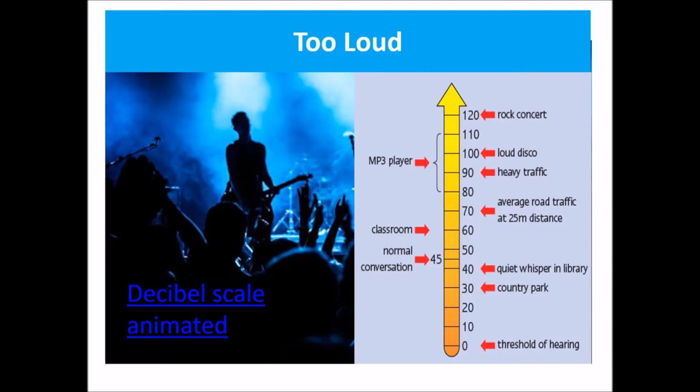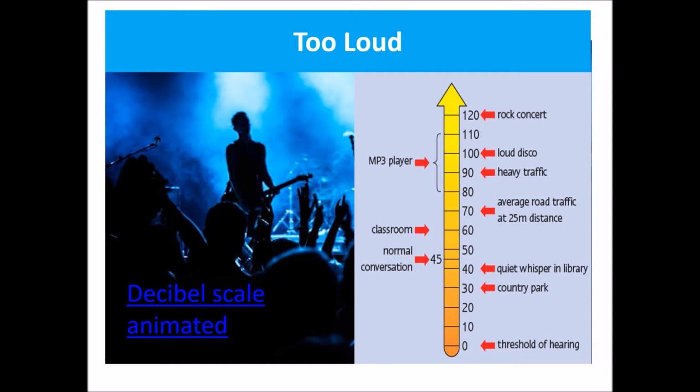So here we've got some normal levels of noise. We can't really hear anything at 0. A country park, or the background noise, will be about 30 decibels, so wind rustling through the leaves and birds, although not that anyone can get there currently, but they are very nice places to go. They're nice and peaceful and tranquil, and there's not much noise. Whisper in the library, about 40. Normal conversation starts at about 45.